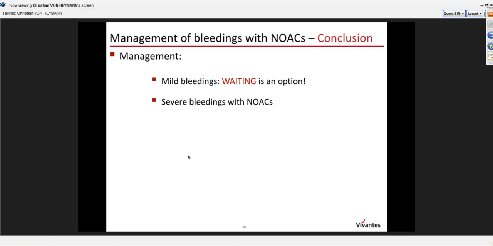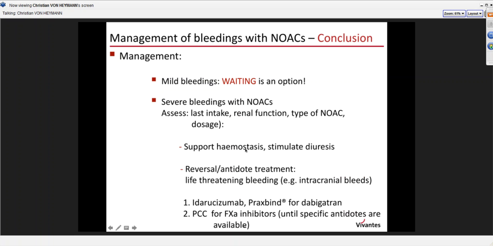In severe bleedings with NOACs, first of all, we should assess the last intake and the renal function of the patient. We have to know the type of the NOAC, and we have to know what dosage the patient has taken and when for the last time. And then, as more general measures, support hemostasis, keep the patient stable, prevent secondary organ failure, especially stimulate diuresis, keep the kidneys going. And as a reversal antidote treatment, this is indicated in life-threatening bleeding.